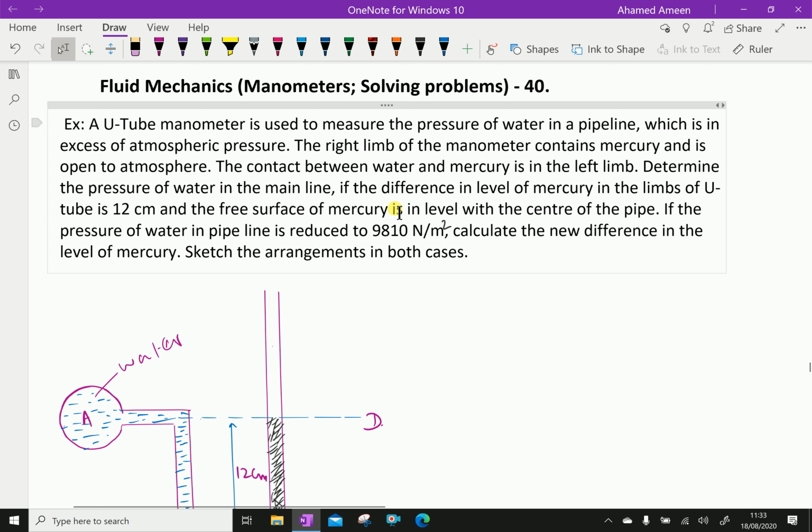If the difference in level of mercury in the limbs of the U-tube is 12 centimeter and the free surface of mercury is in level with the center of the pipeline. If the pressure of water in the pipeline is reduced to 9810 Newton per meter square, calculate the new difference in the mercury level. Sketch the arrangements of both cases.